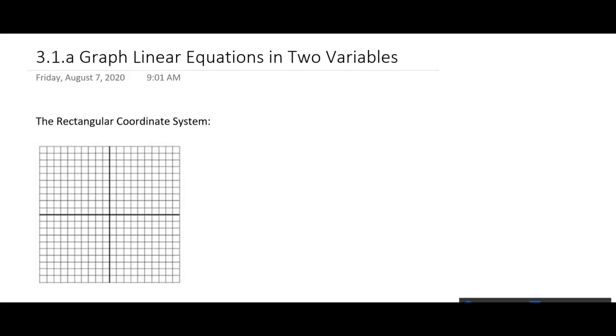Chapter 3 is our chapter on graphing. So we're going to be graphing in what's called the rectangular coordinate system, or it's also called the Cartesian. It's named after René Descartes, a French mathematician. The Cartesian coordinate system, so you'll hear both of those.